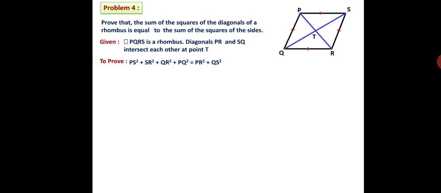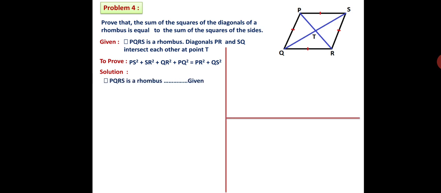So what we have to prove is PS square plus SR square plus QR square plus PQ square is equal to PR square plus QS square. Friends, let us start. Here what is given, PQRS is a rhombus, therefore diagonals of a rhombus bisect each other. Accordingly we can write that PT is perpendicular to QS, or you may say RT is perpendicular to QS also.